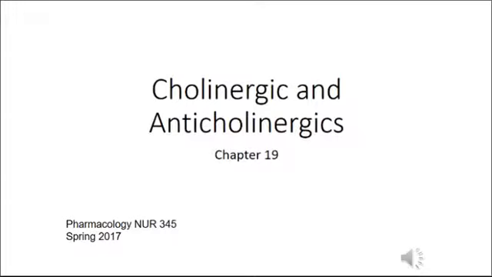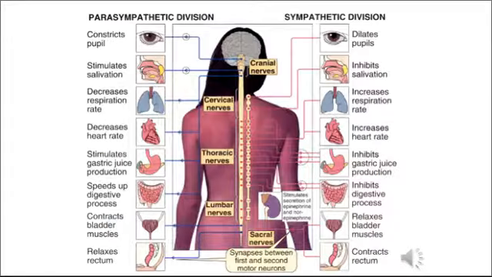Okay, so now we're going to do the other half on the cholinergics and anticholinergics in chapter 19. If we go to the next slide, again we're talking about the autonomic nervous system, and we're dealing with the parasympathetic side, or the cholinergic. Sympathetic is the adrenergic side, parasympathetic is the cholinergic side. And this is what it does here. So again, keeping focused on this, and I'll keep referring back to it as we go along.